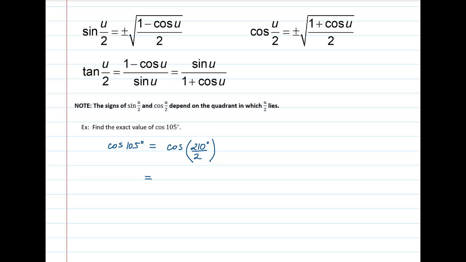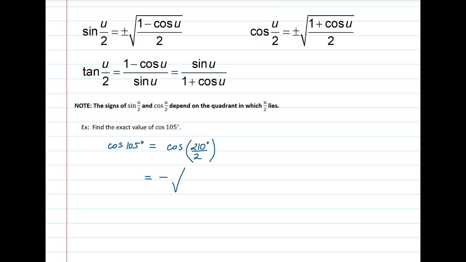Here we're going to get to use our half angle identity for cosine, and that says plus or minus, but it's going to be one or the other. And remember what we said, it depends on where the half angle is. The half angle is 105 degrees, and that is in the second quadrant, okay?